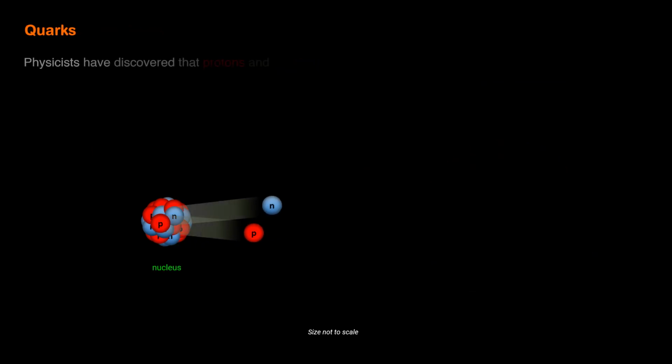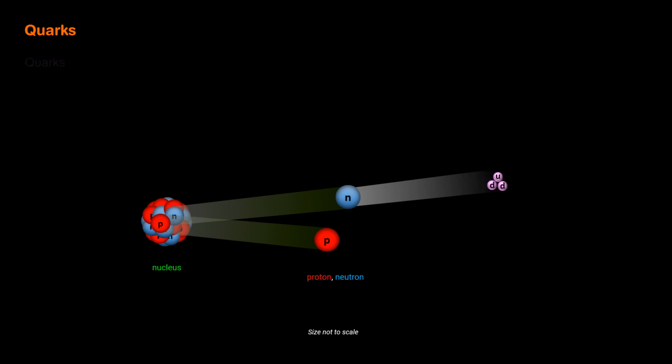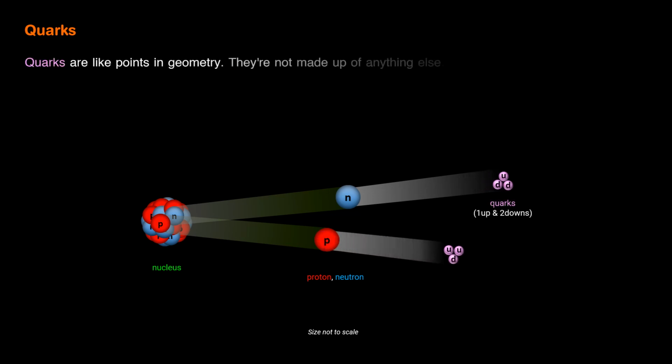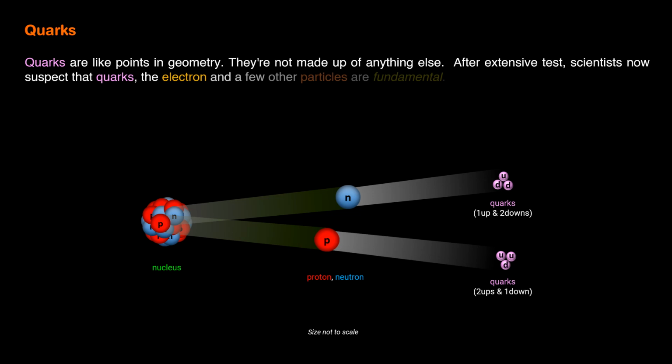Physicists have discovered that protons and neutrons are composed of even smaller particles called quarks. Quarks are like points in geometry. They're not made up of anything else. After extensive tests, scientists now suspect that quarks, the electron and a few other particles are fundamental.